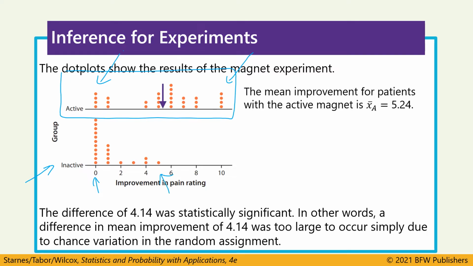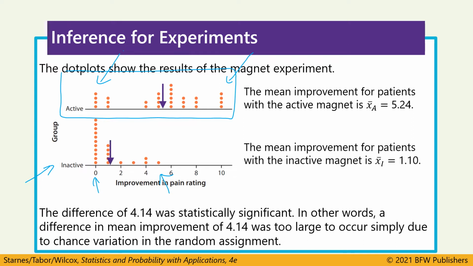The average of these two groups, the mean improvement for the active magnet group is 5.24, and for the inactive magnet is 1.10. So all of these pain reliefs are either placebo, or they just would have happened regardless of which magnet type they were given. The difference between these two is 4.14, and this is a statistically significant result. In other words, this result is too large for us to attribute it just to chance variation, and instead we can say that's because of the magnets.